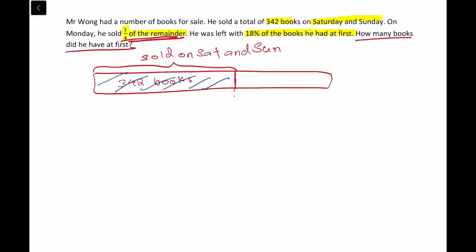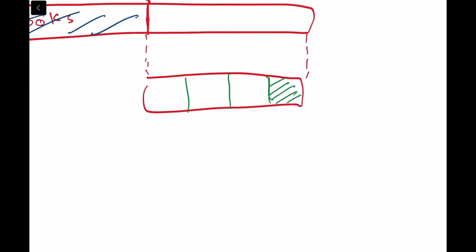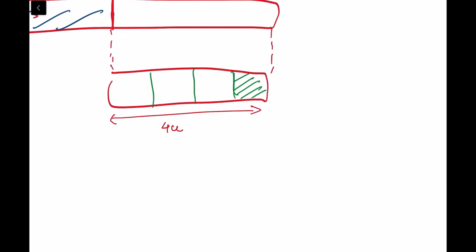After that, of the remainder he had left, he sold 1/4 of them. So this is the remainder he has, and if I divide this piece into four equal parts, he sold 1/4 of this remainder. He was left with 18% of the books he had at first, which means that we have 4 units over here, and out of these 4 units he sold 1 unit, which means he is left with 3 units.